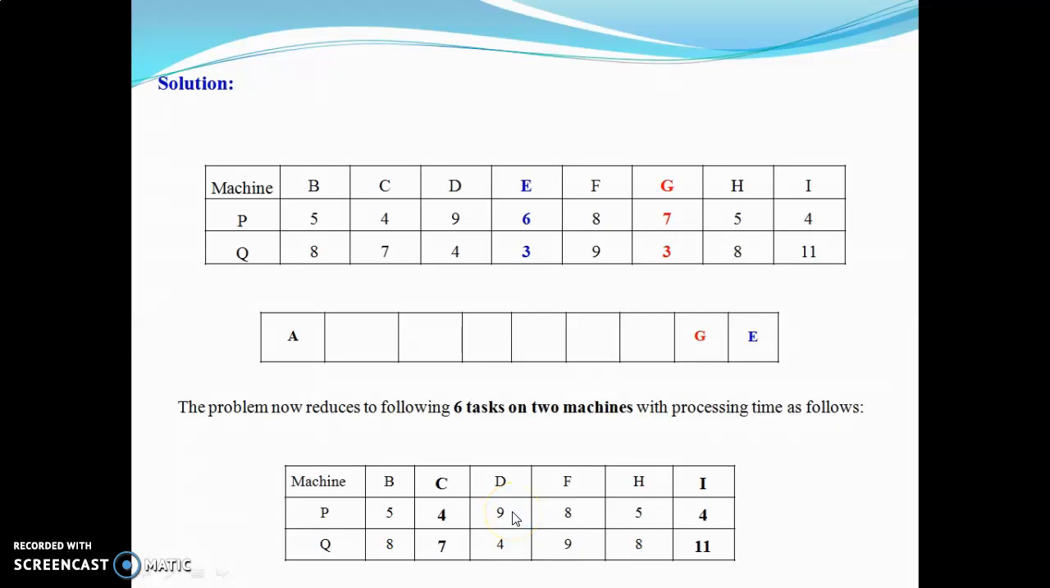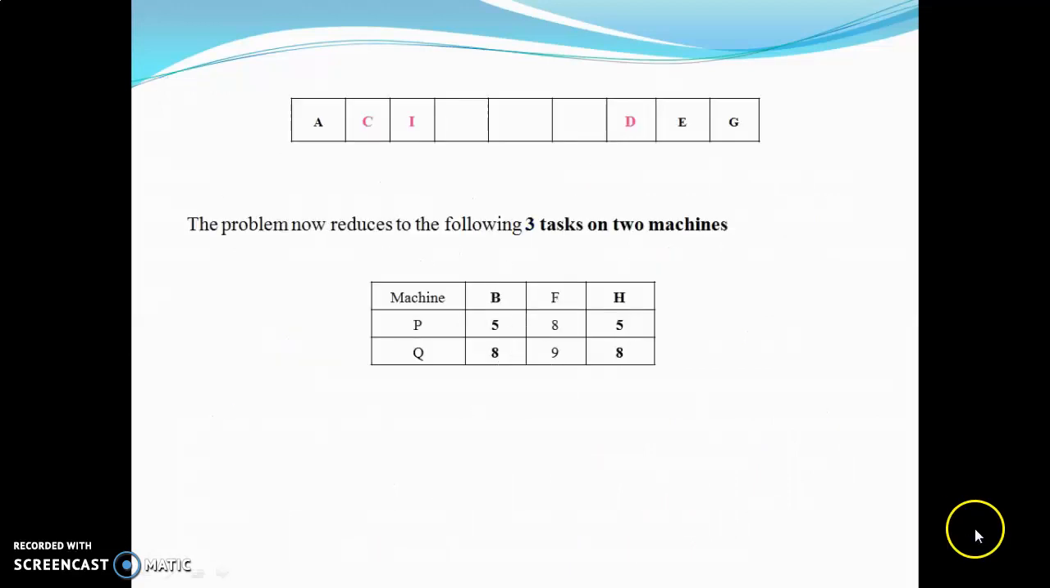Therefore, the task C, which has less processing time on P, will be processed first, and task I and task D will be placed at the last, that is the 7th sequence cell. Okay, so the sequence is given in the following table: A, C, I, D, E, G.